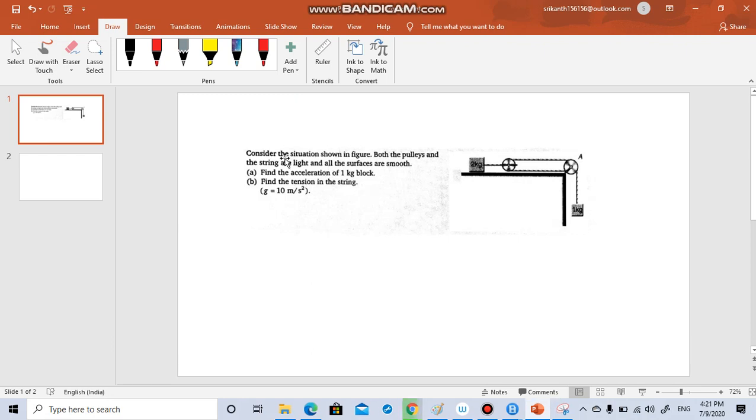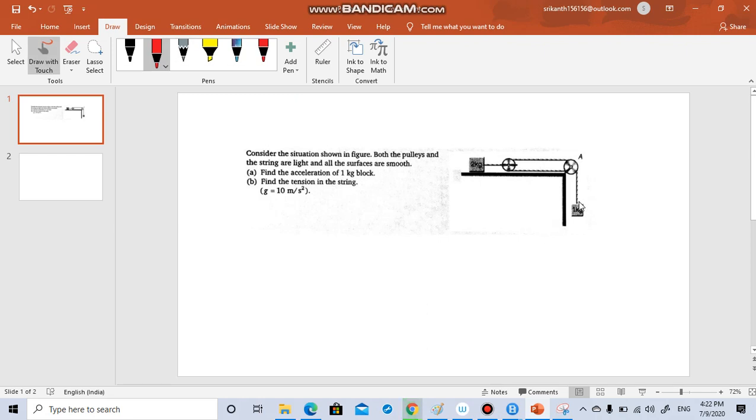Question of this type. The question reads, consider the situation shown in the figure. Both pulleys and the string are light and all surfaces are smooth. There is a block kept over here. There is a pulley, there is a string, and this string has been wound twice, and then the same string is connected with this block, and they are asking you what is the acceleration of the 1 kg block, this block, and what is the tension in the string.